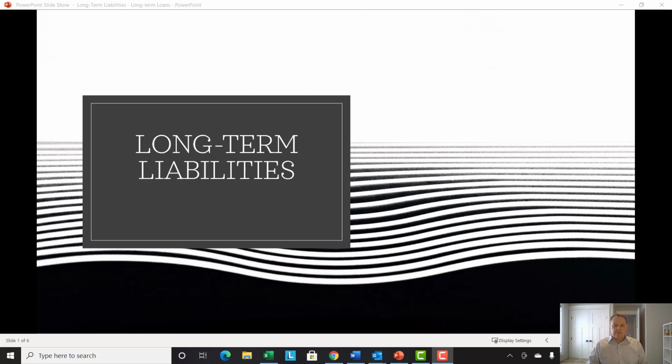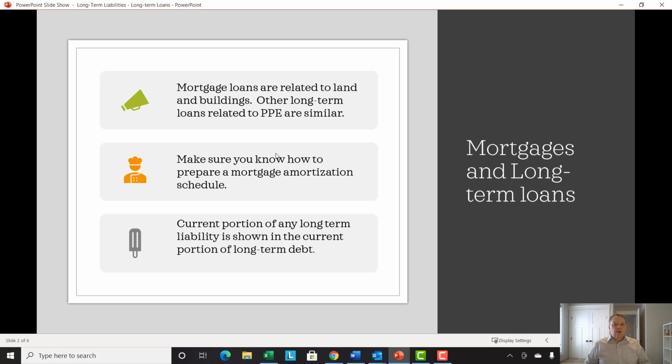So let's have a look here. First off, if we look at long-term liabilities, mortgage loans are related to land and buildings, and other long-term loans are related to property, plant, and equipment and are very similar to those mortgage loans. Make sure you know how to prepare a mortgage amortization schedule, and we're going to look at one today. And as well, the current portion of any long-term liability is shown as the current portion of long-term debt. So we're going to show that on the balance sheet presentation as well.